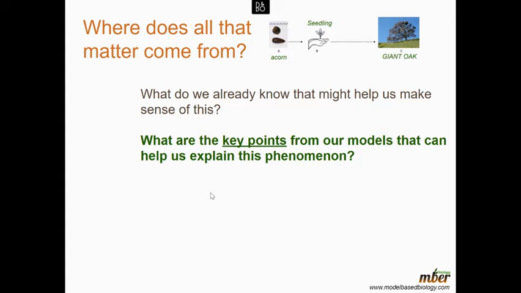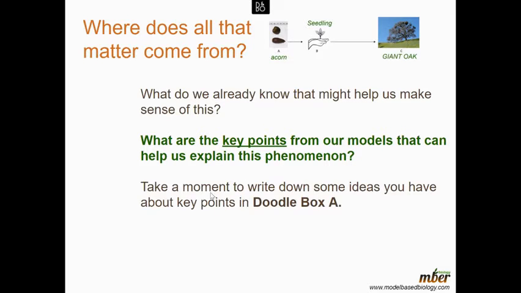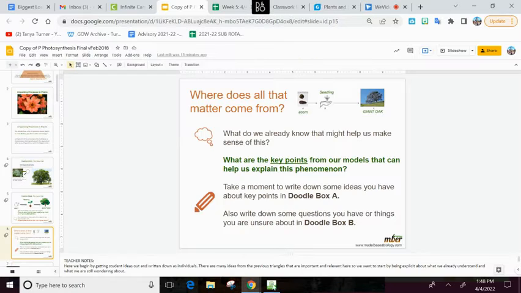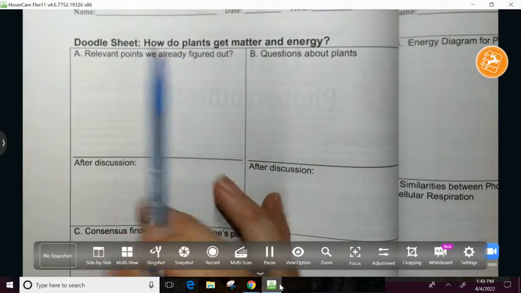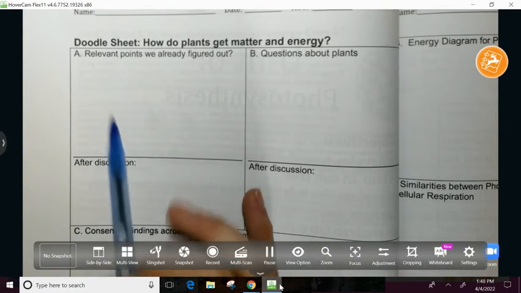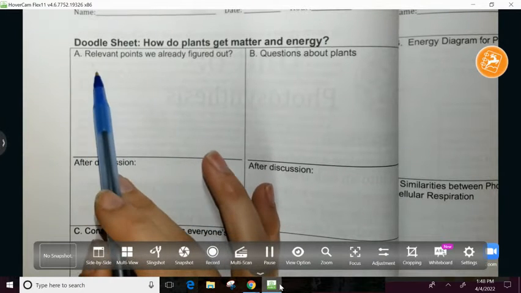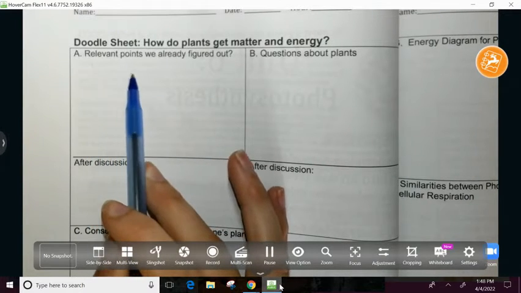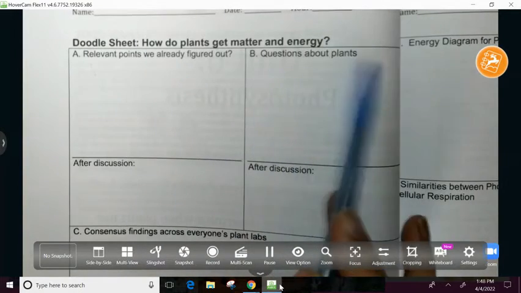What are the key points from our models that we've already done that can help us explain where the matter comes from to create a tree or a plant? Take a minute to also write down some ideas you have in Doodle Box A. That would be on page 79. Right here, relevant points we already figured out. What are your ideas about how the seed goes from a seed to a seedling to a tree, and then any questions you still have about plants.